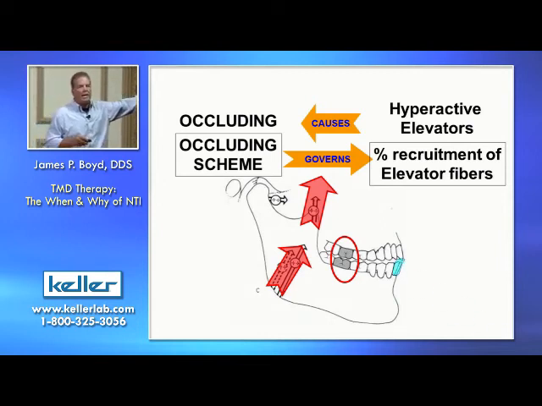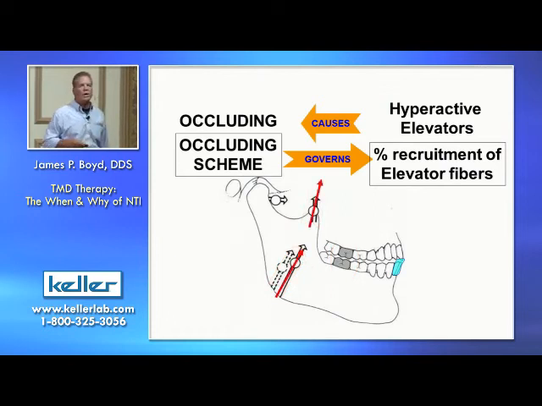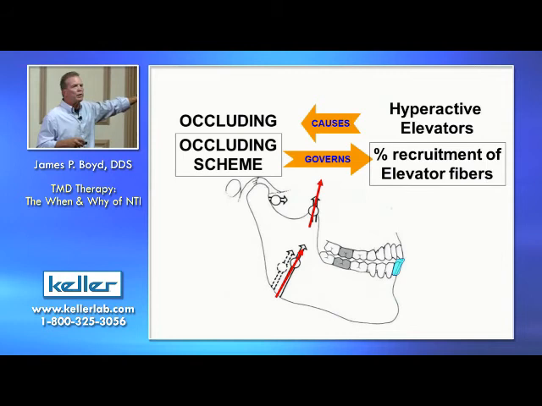If you were to put an anterior jig that did not allow posterior occluding, you still have constant elevation, but the new occluding scheme now governs the degree of muscle contraction or the number of fibers contracting. So where this was a big, huge force vector arrow, it's much smaller now. Nothing's changed in the position of the mandible or anything like that. It's the occluding scheme that's now governed the amount of muscle contraction intensity.